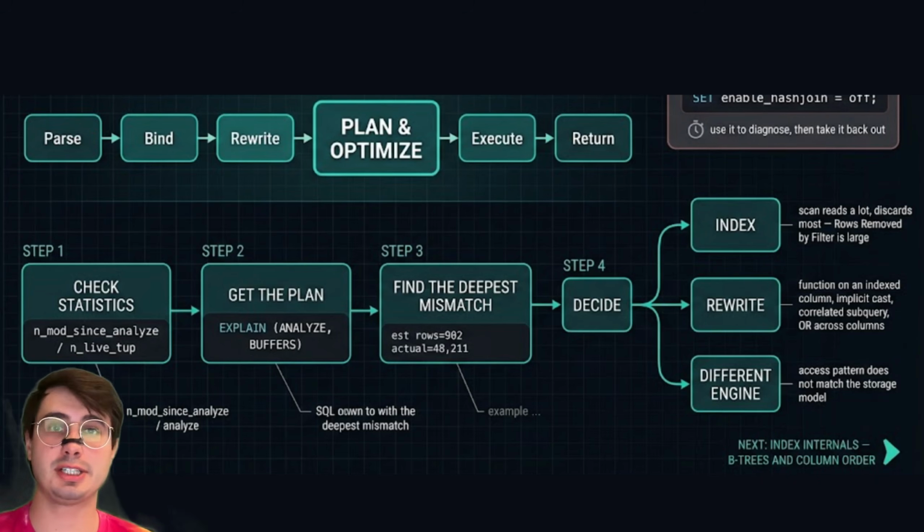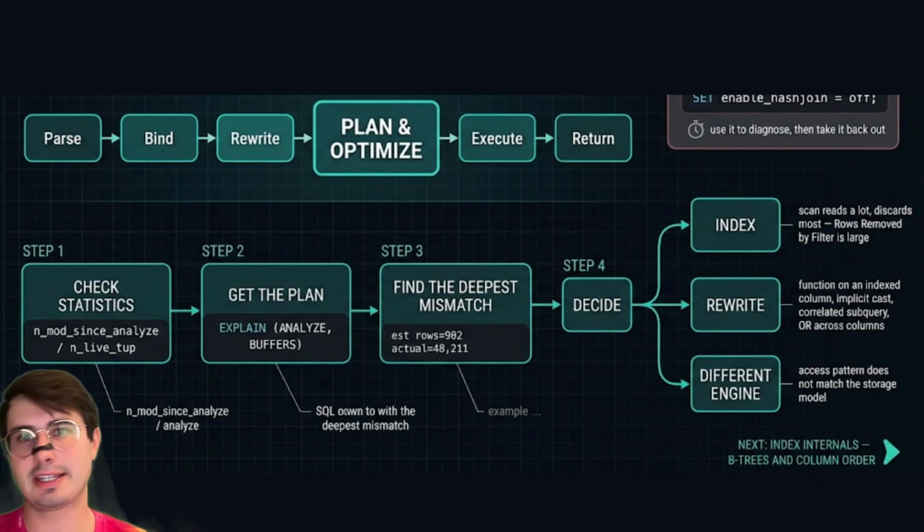And then a different engine is right when the access pattern doesn't match the storage model. Full table aggregation on a row store, single row lookups on a column store, a small selective query on a distributed cluster. No amount of tuning fixes an architecture mismatch, and recognizing one early will save you a ton of time.